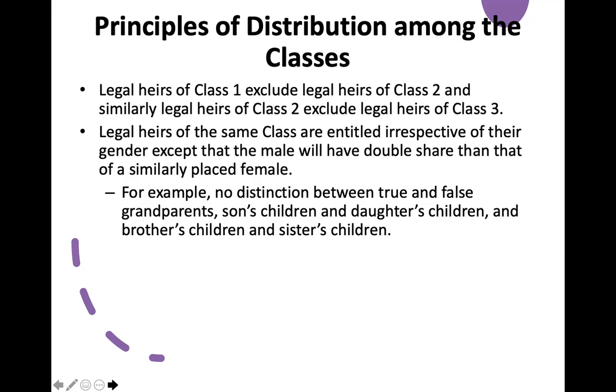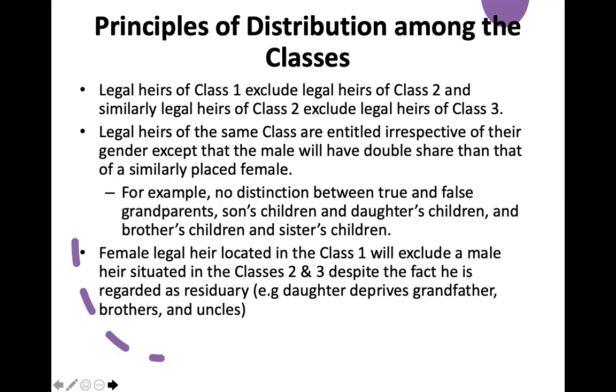For example, no distinction between true and false grandparents. So the difference between true and false grandparent is that true grandparents are the parents between whom there is no female relative. Dada, dadi. False grandparents are the ones where there is female relationship in between them. So these are nana, nani. Sons' children and daughters' children, and brothers' children and sisters' children.